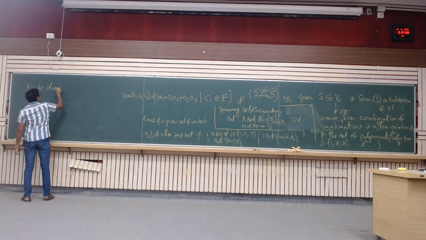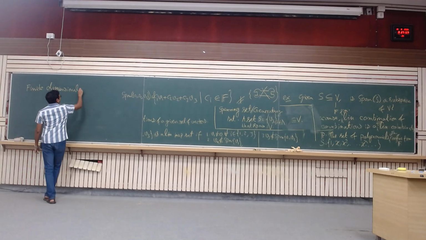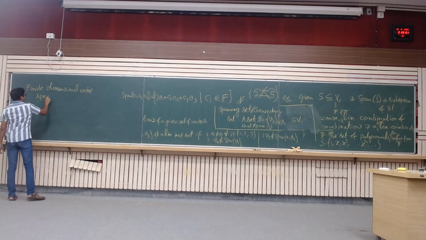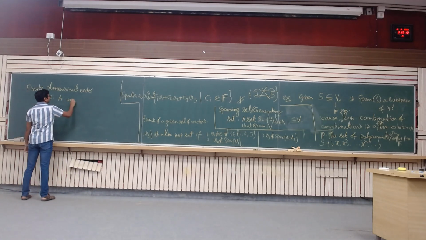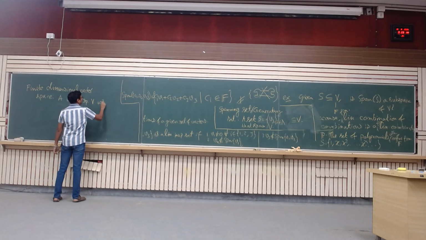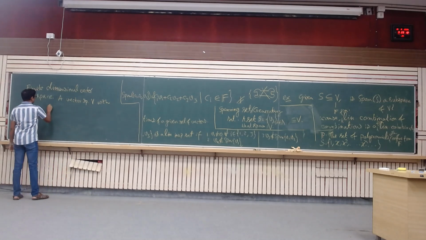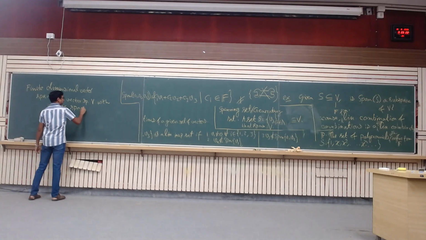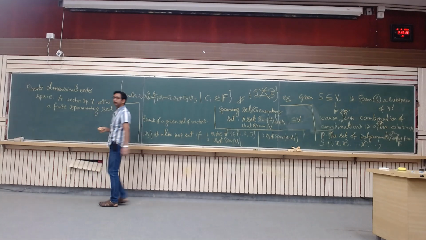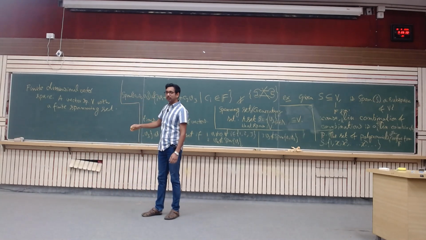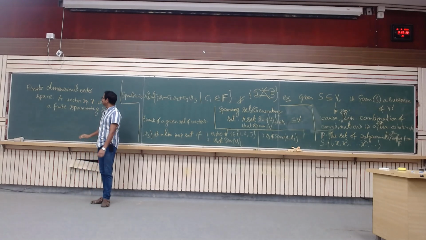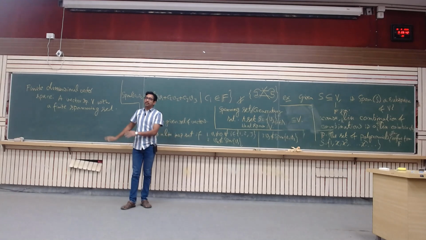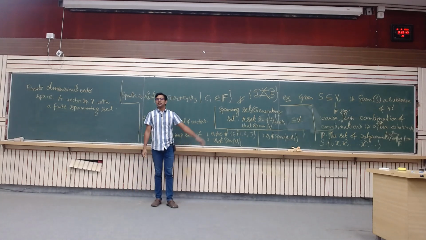Finite dimensional vector space. Vector space V with finite spanning sets. So we're talking about dimensions, but nevertheless, still we have not defined what is dimension of a vector space or what is basis. We're just saying that if a vector space has a finite spanning set, we'll call that a finite dimensional vector space. For example, now you can say whether the set of polynomials is a finite dimensional vector space or not. What do you think?